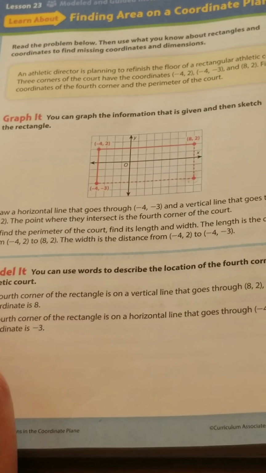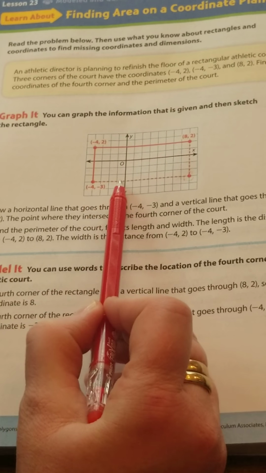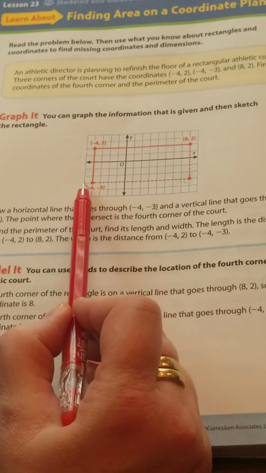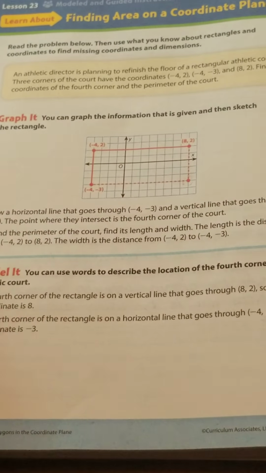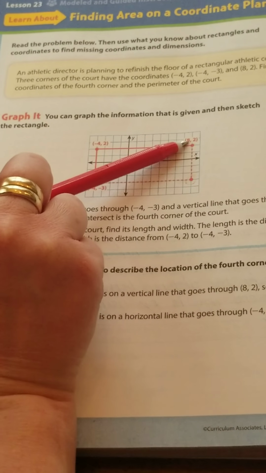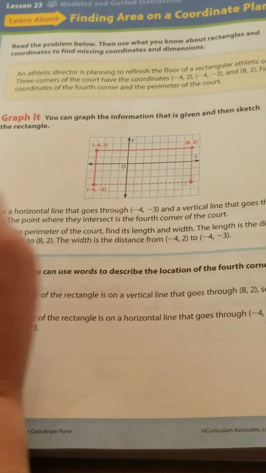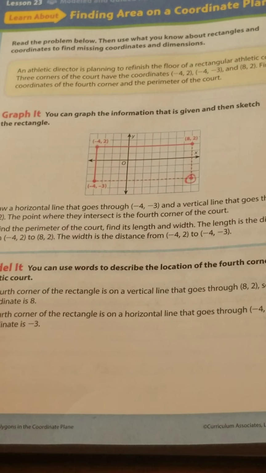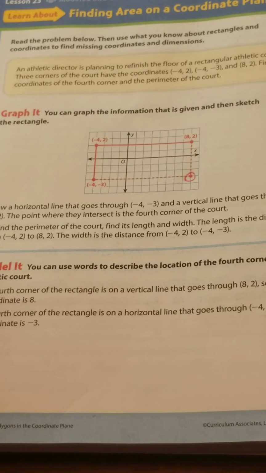Now to find the coordinates of the fourth corner, we need to extend the horizontal line that's going through -4, -3. So we extend this line, and you can already see by the dashes that they've done that for us. And then we need to extend the vertical line coming through point 8, 2. And when you do that, you find the place where they meet up, and that's going to be the fourth corner of our court.